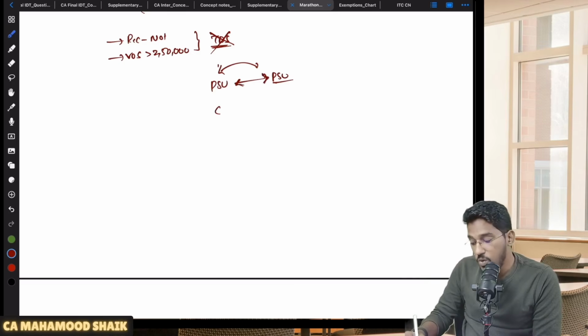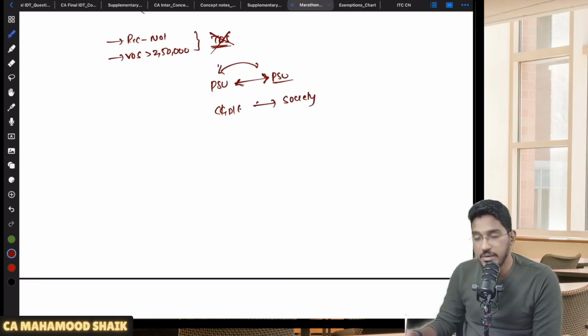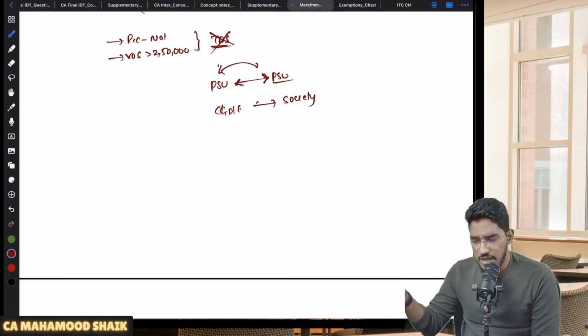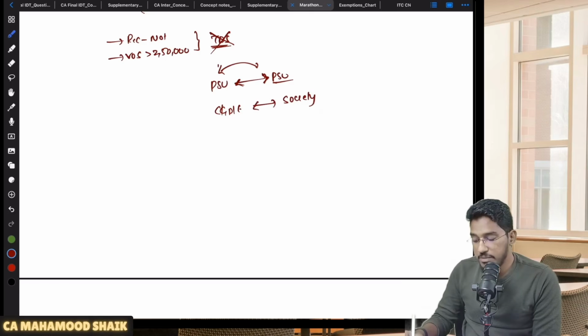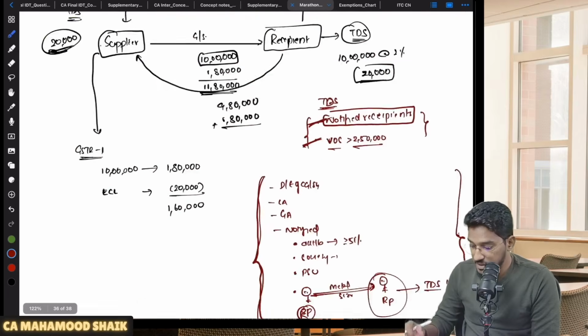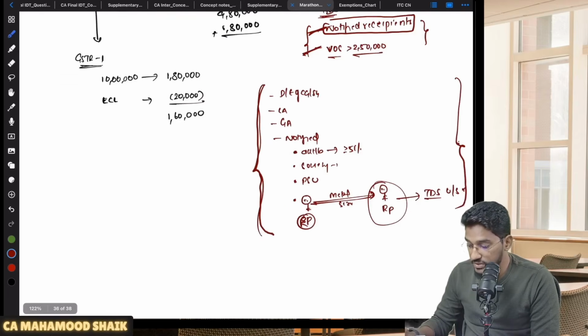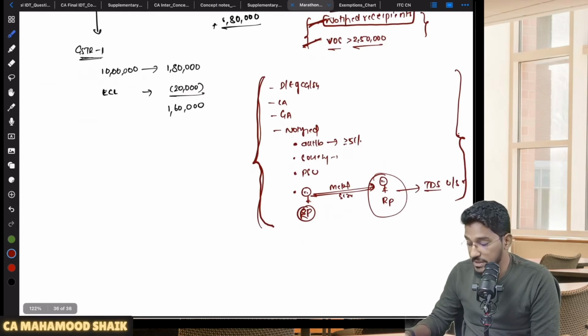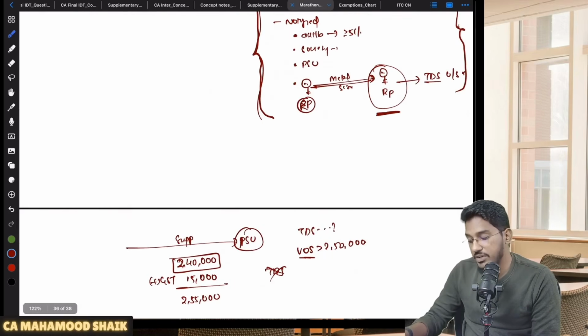Why? Because the supply is happening among those notified recipients. Or let us say one central government department or establishment is making supply to some society established by the central government or state government under the Societies Registration Act. Both are notified persons, both are notified deductors. So if the supply is happening among themselves, TDS is not required to be deducted, except for the last person. Except the last notified person is there, no? Who is the last notified person? The recipient of metal scrap.